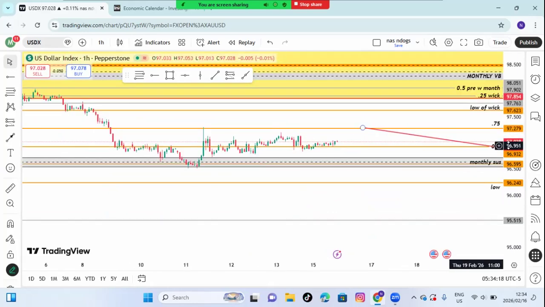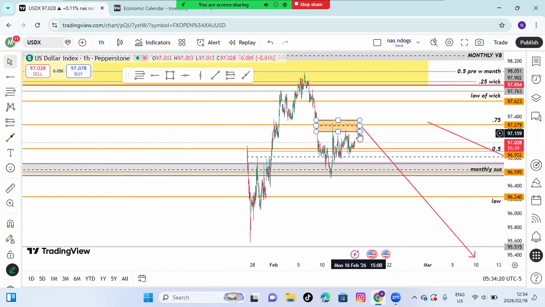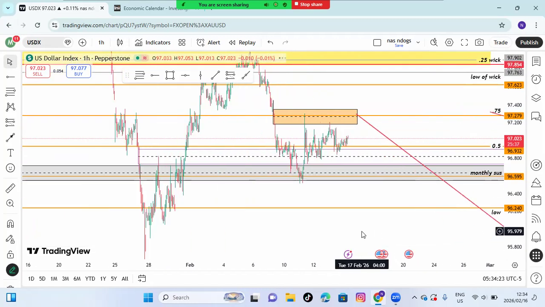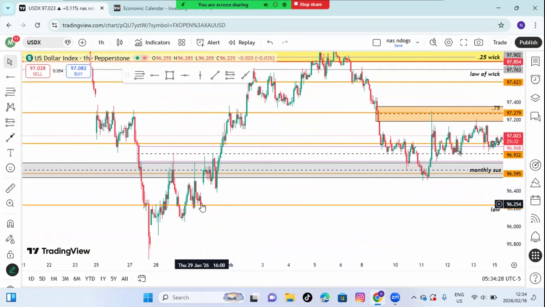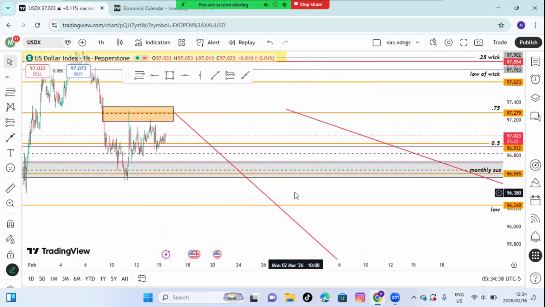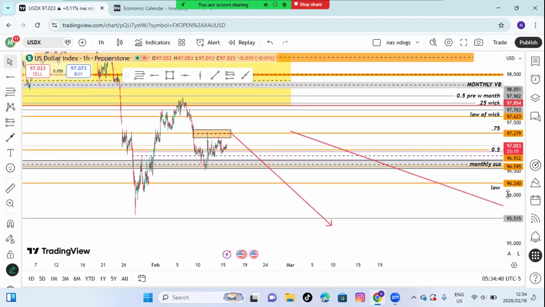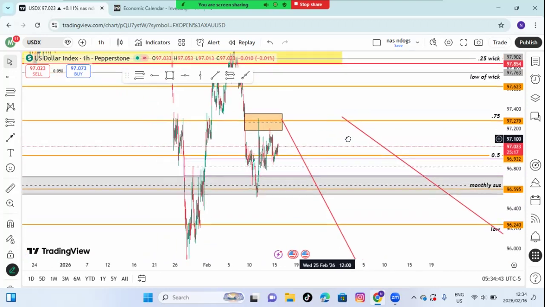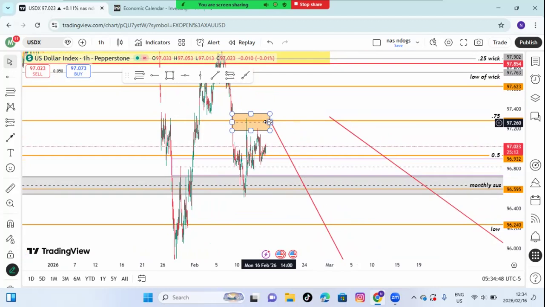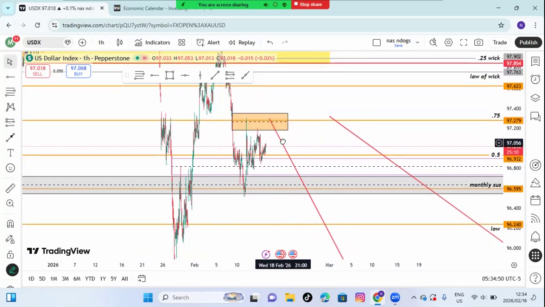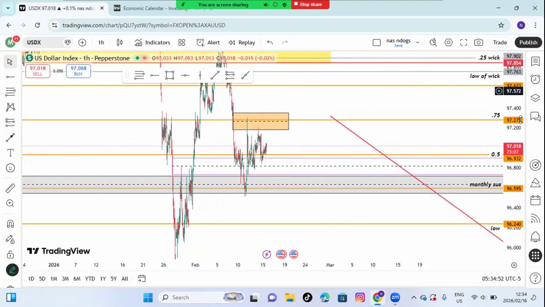Let's get in there. Okay. A little gap there. This is a 1 hour time frame, guys. Just looking. Just bearish on the DXY, guys.